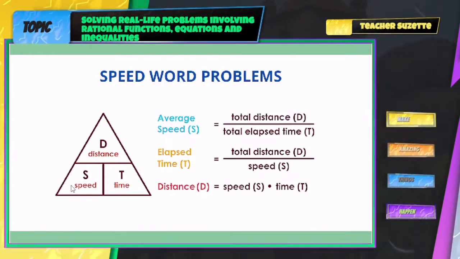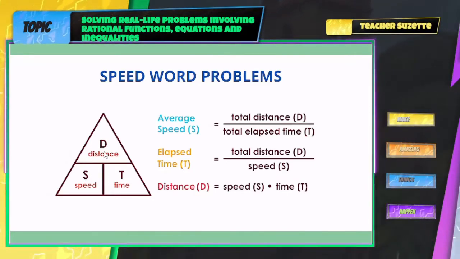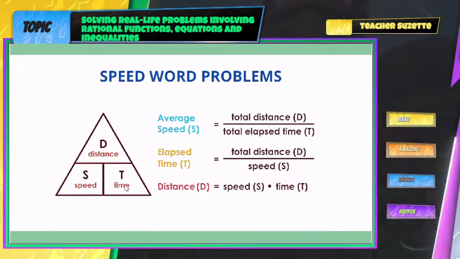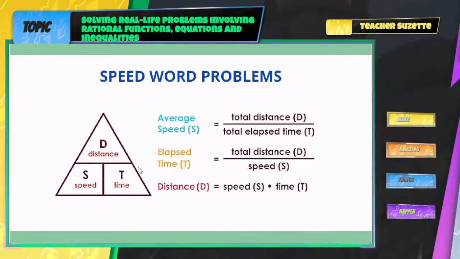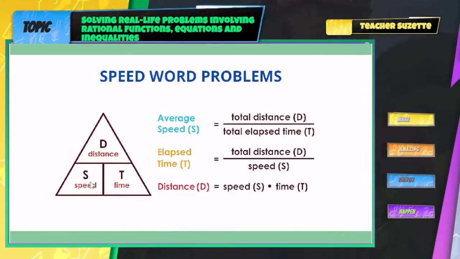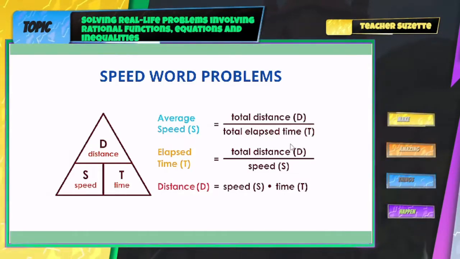So, to compute for the speed, again, speed is equal to distance over time. While if you want to compute for the time, it will be equal to distance, at the top, over speed, which is elapsed time equal to total distance over speed.